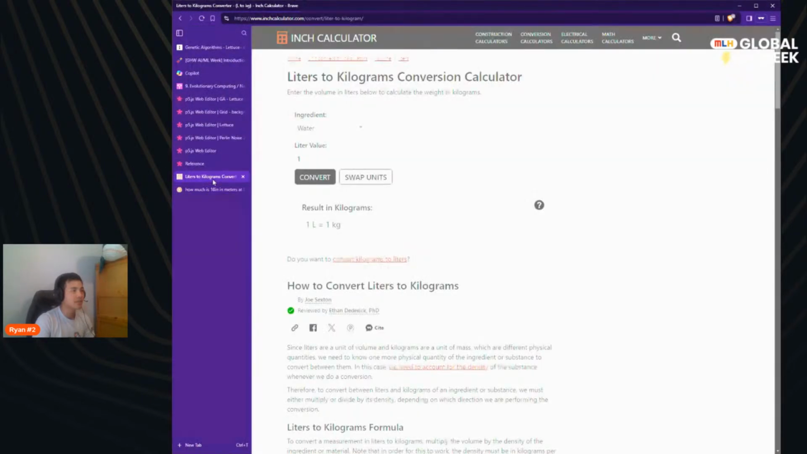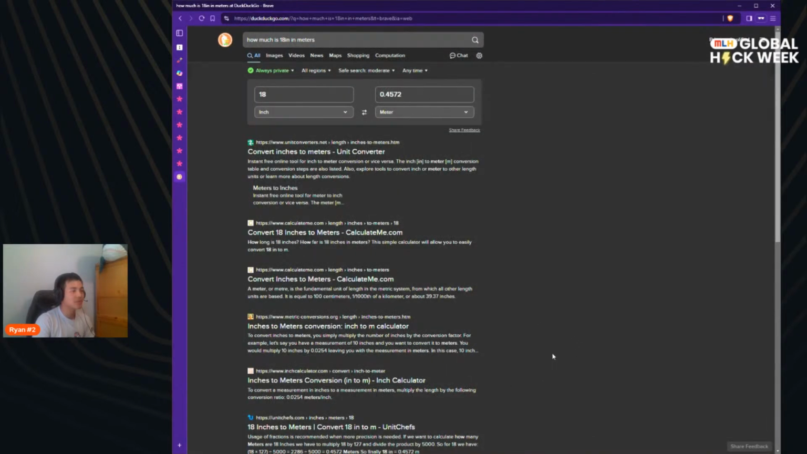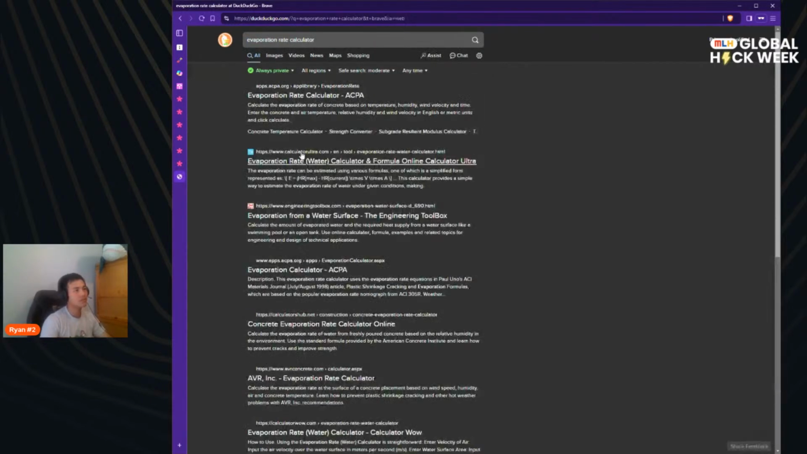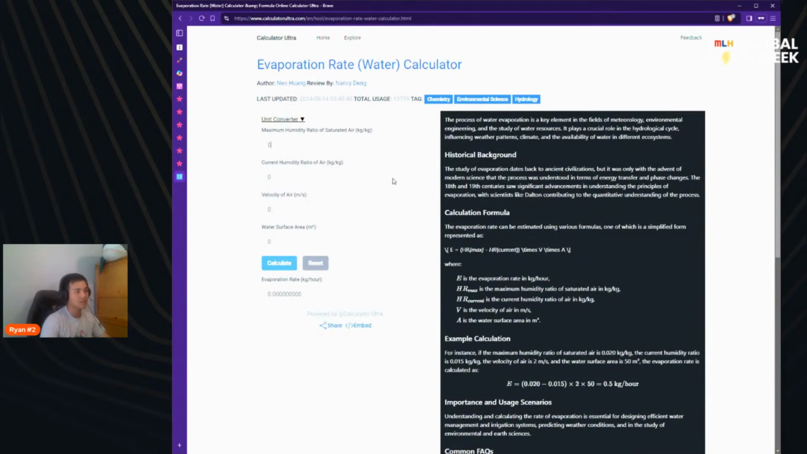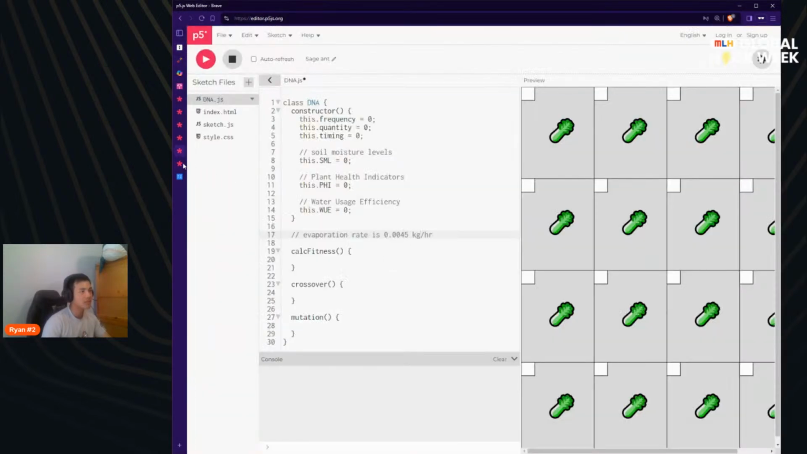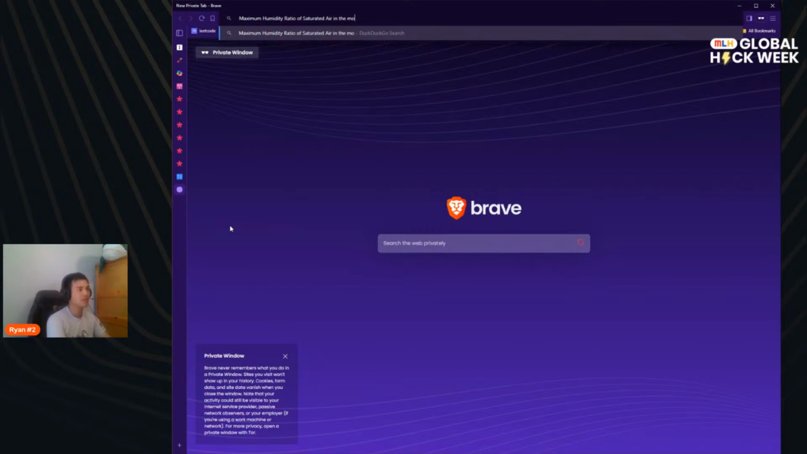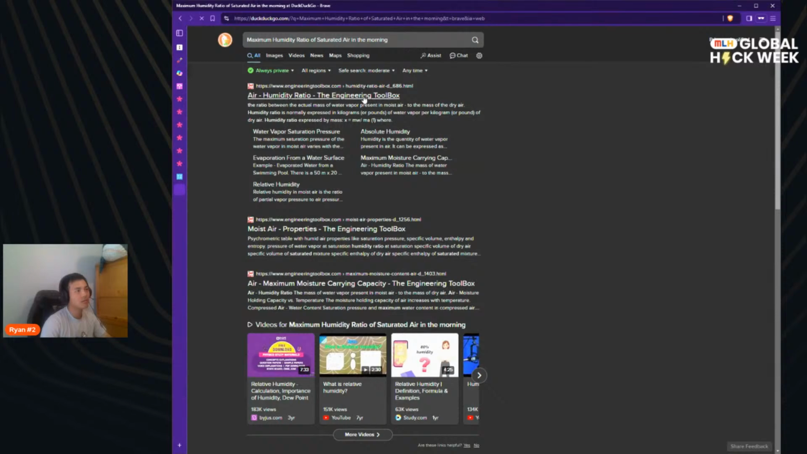I've just realized that we actually need to figure out how much that evaporation rate changes. So we just use this one. We should be consistent. The values were 0.2, 0.15, 2. Then it was what? What did we say? It was 4.5. Okay, so let's see. Maximum humidity ratio of saturated air in the morning. What does this say?